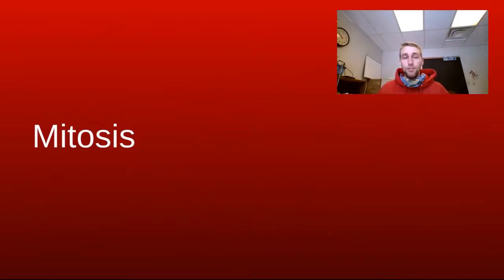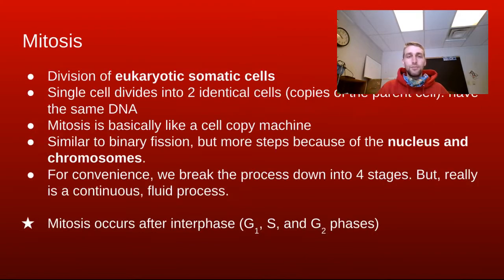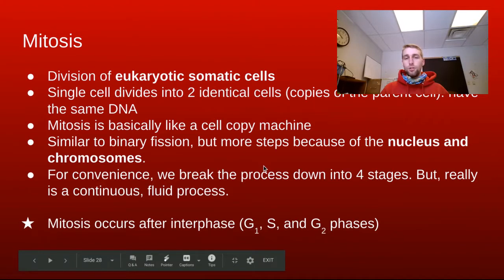Now we're going to talk about mitosis, which is what happens in your cells and other eukaryotic cells, which is just a little bit more complicated because we have multiple chromosomes and a nucleus to deal with. So this is division of eukaryotic somatic cells. What we're going to end up with is 2 identical copies of the cell that we started with. Some people think of this as like a cell copy machine. You put a paper on a copy machine and press go. When you're done, you have 2 identical copies of the thing that you started with. And like I said, more complicated because now we have a nucleus and multiple chromosomes.